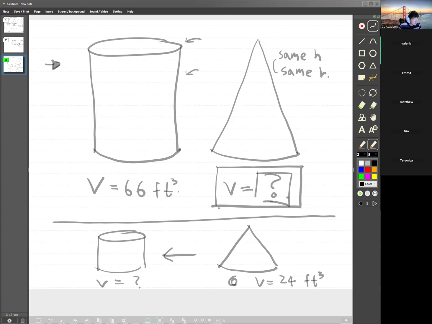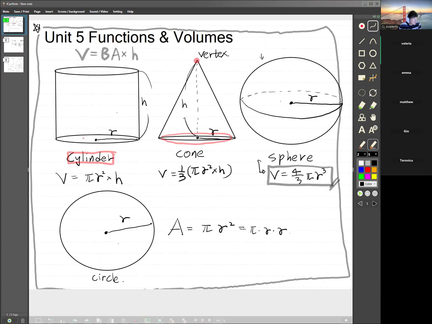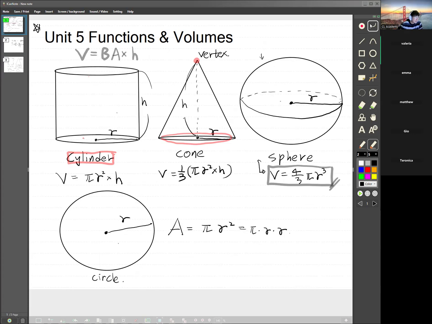Okay, let's check together. Before checking the answer, let's go over the volume formulas. Cylinder volume is base area times height, but the base is a circle, so we need to find the circle area, which is pi r squared. So cylinder volume will be pi r squared times height. And cone volume is exactly the same as cylinder volume. So this is the cylinder volume.